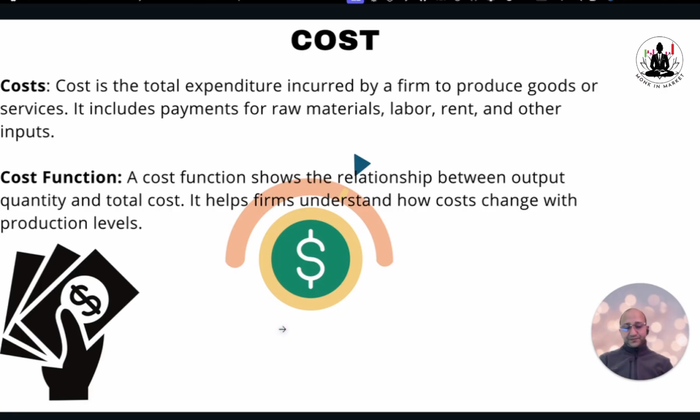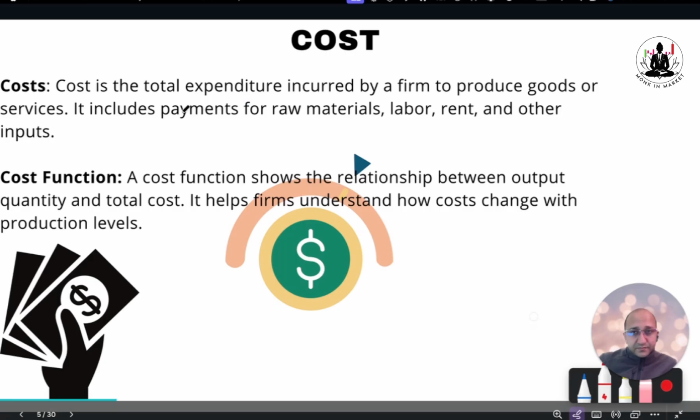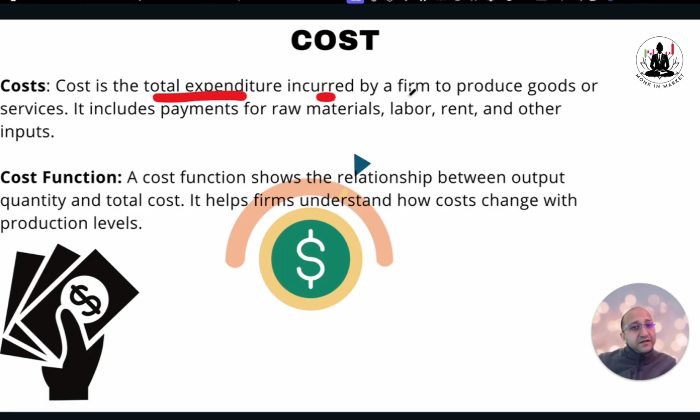Let's move further. Now, guys, to produce things, there are multiple costs that are involved. I need to buy stuff, right? So there are multiple costs that are involved. So we are going to discuss what is cost first of all. So cost is the total expenditure incurred by the firm, right? Meaning whatever money or whatever expenditure I have to do to produce goods, right?